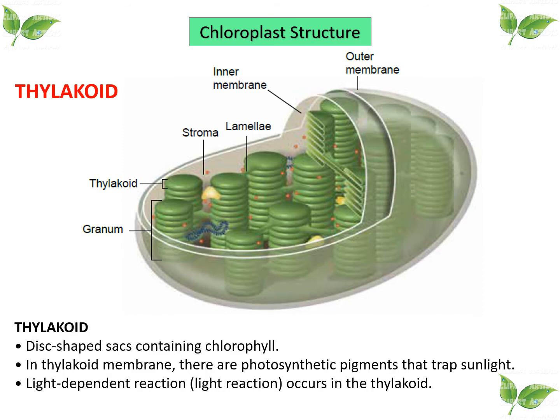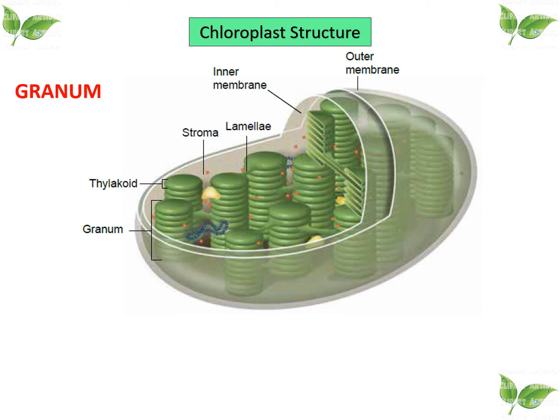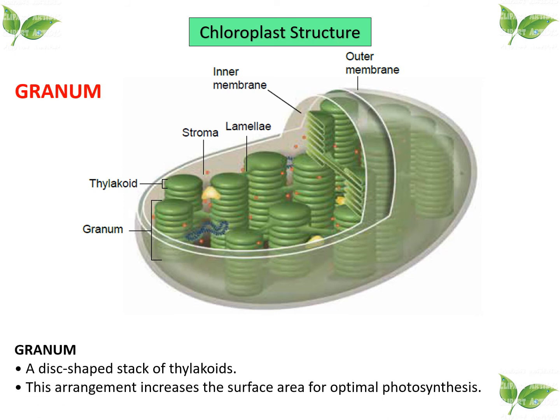Thylakoid, the structure looks like this shape and it contains chlorophyll. In the thylakoid membranes, there are photosynthetic pigments that trap sunlight energy. Light-dependent reaction, also known as light reactions, occurs in the thylakoid. Granum, a dish-shaped stack of thylakoids. This arrangement is to increase the surface area so that the process of photosynthesis can occur rapidly and efficiently in the chloroplast.